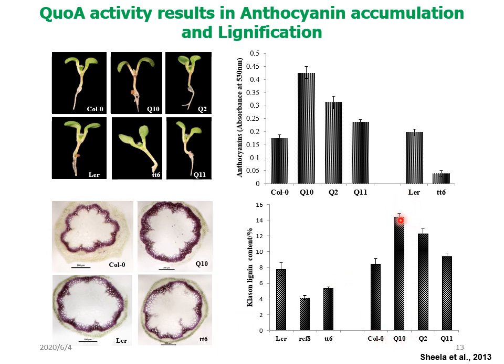So what's happening in case of QUOA lines is increased naringenin increases anthocyanin, meaning the lower pathway, and increases lignin, the upper pathway, which is very, very interesting because till this study, nobody could show or achieve high production of anthocyanin and high production of lignin.